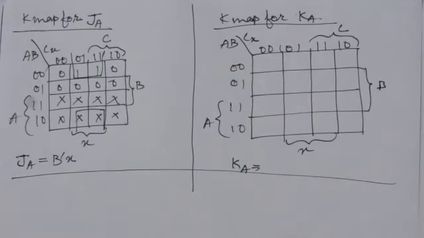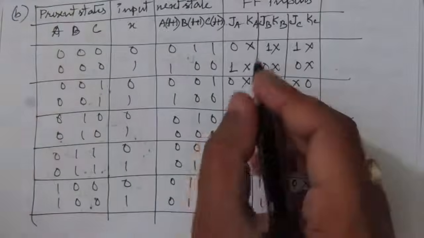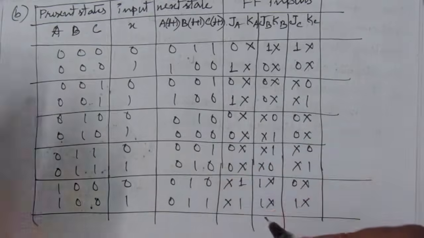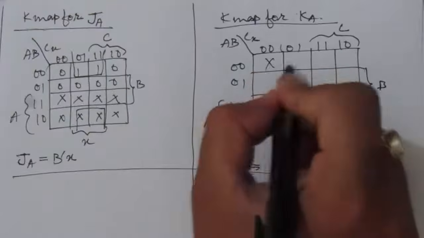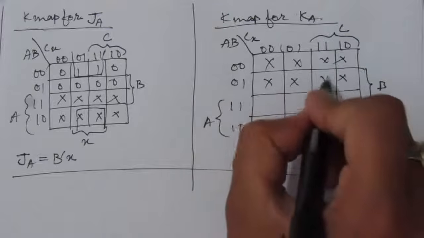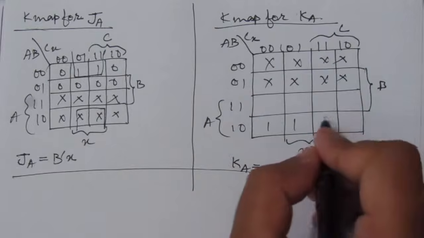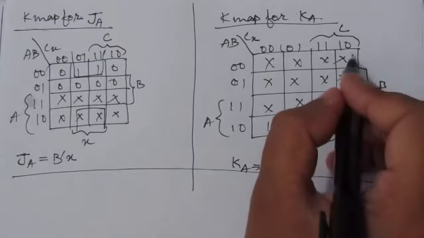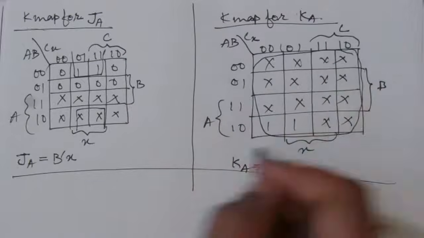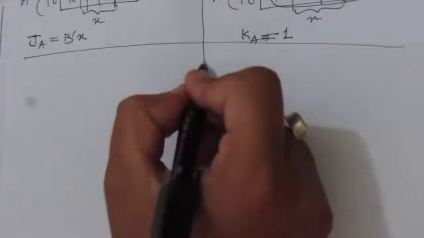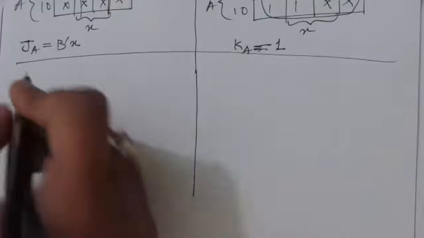So for K, we have to put these values. So K values are don't care, don't care, don't care, all are don't care. Then here we have 1 1. So these are all don't care conditions. We have 1 1 here, and we'll have these don't care conditions. So here we can see that we can select the whole table. So if we select the whole table, KA will be equal to 1. Now let us find out for JB.